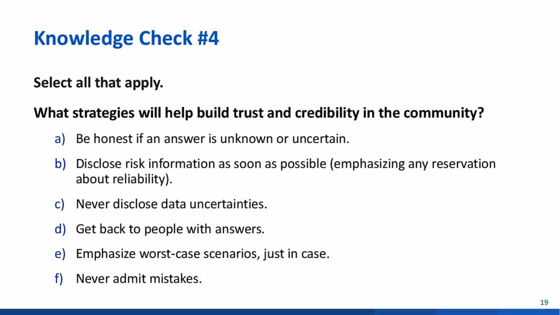E is incorrect. Emphasizing worst-case scenarios without looking at typical scenarios may alarm people and make them think everyone is at risk. F is also incorrect. You should always be willing to admit your mistakes. What's important is what you plan to do now that you found a mistake. Here's your opportunity to build trust with community members.